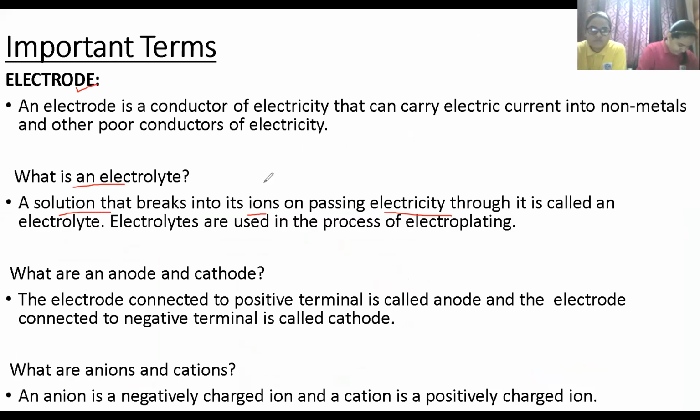For example, suppose we are using water, then water will split and break into what? Ions of hydrogen and ions of oxygen. See, when hydrogen and oxygen are together, as one molecule, at that time they will not have any charge, but when they separate they acquire a charge. So hydrogen gets positively charged and oxygen gets negatively charged.